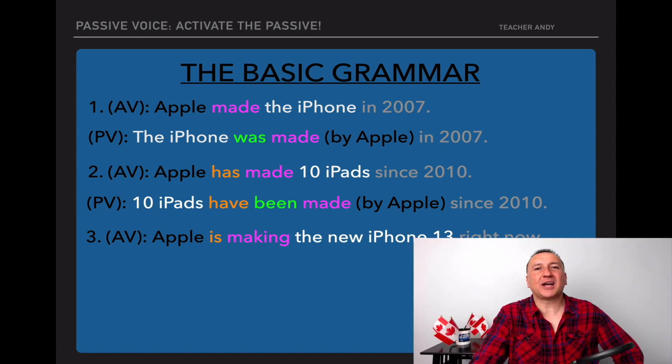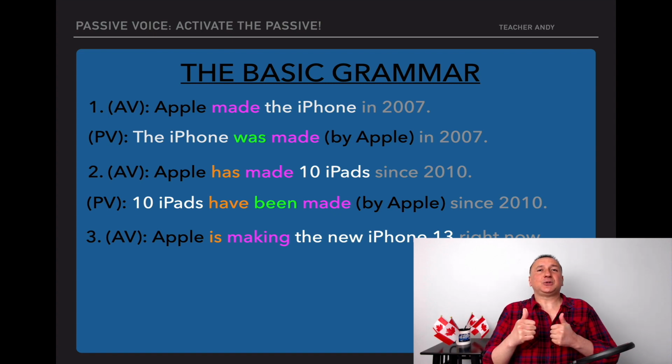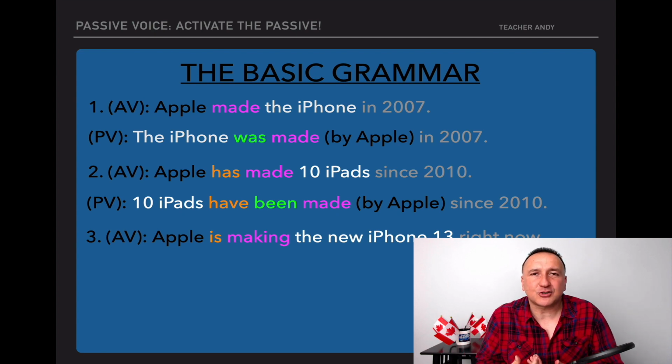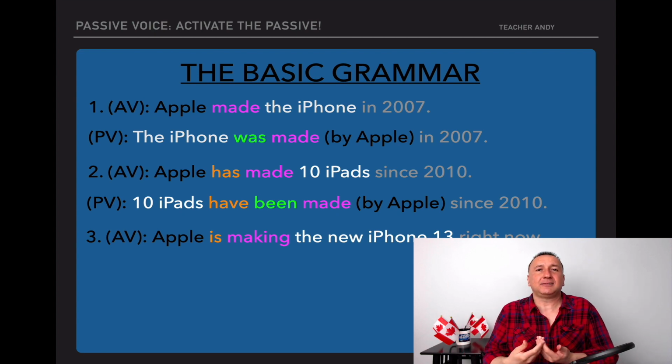Okay, here we go. I'm going to try to help you out. So remember, first thing we do, we have to switch it, right? If we have Apple, we have to put it at the end and the object comes at the beginning. So I start with the new iPhone 13, right? That's what the object is, it starts because it's passive voice.